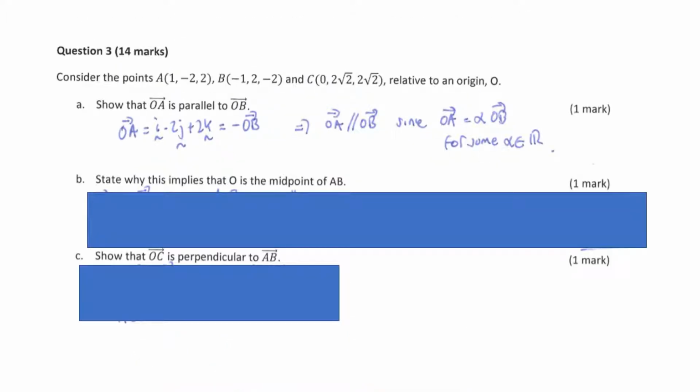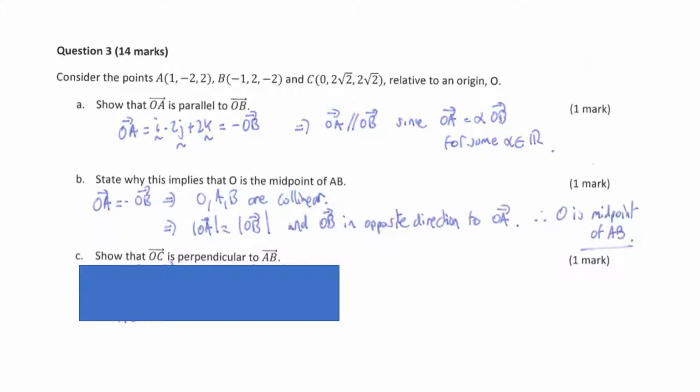Question 3, show that the vector OA is parallel to the vector OB. Guys, this is all that's required. The number of times I see overcomplication of these questions saddens me. All you need to show is that one is a multiple of the other. In fact, in this case, the multiple is minus 1. So OA is minus 1 times OB. That's enough to give you parallelness. So OA must be parallel to OB, because there is a constant such that OA is equal to that constant times OB. Done. Very simple.